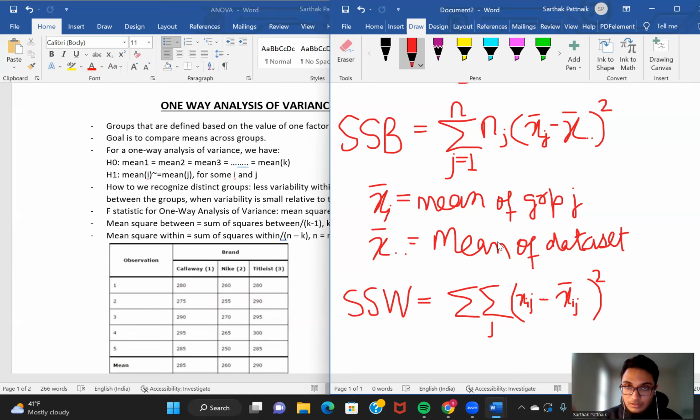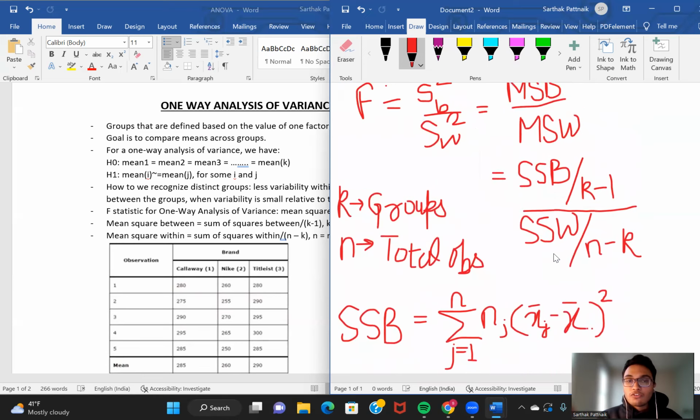So if suppose each group has n points and there are k groups, this is how you calculate your value of sum of squares within.